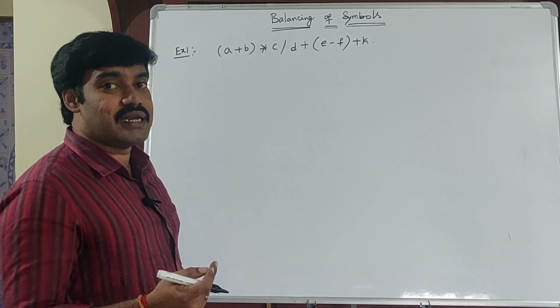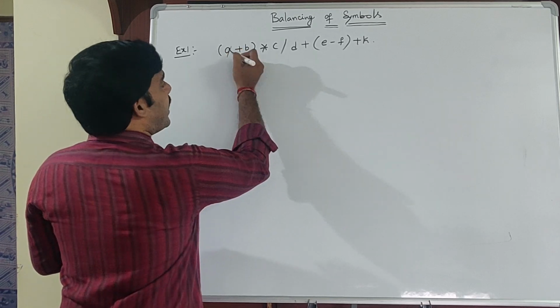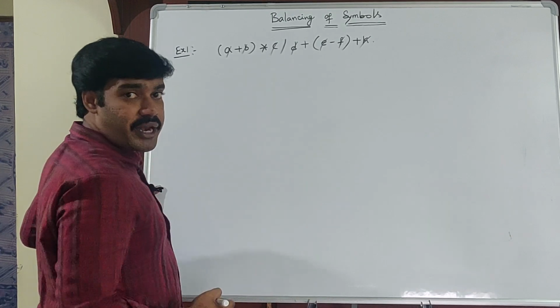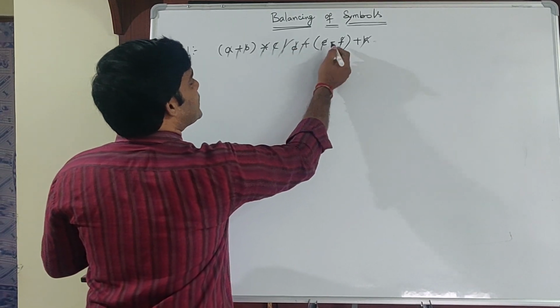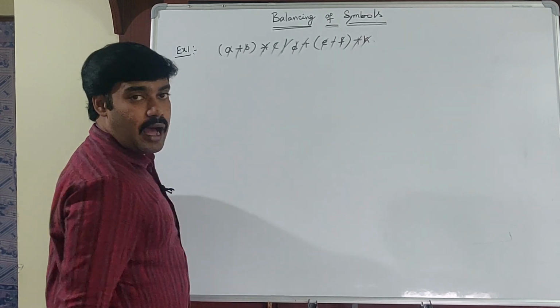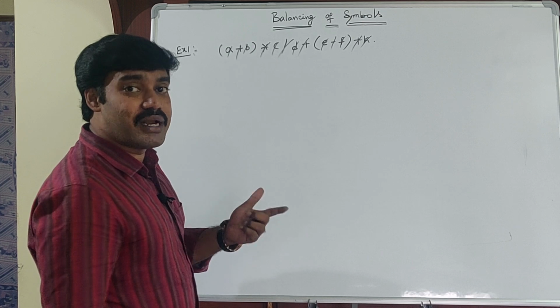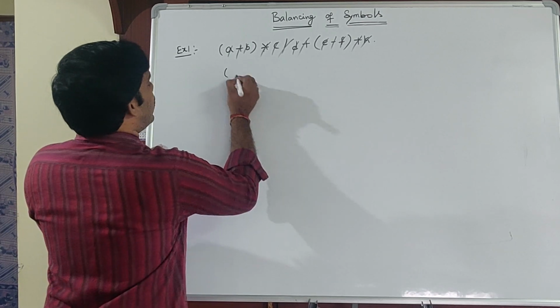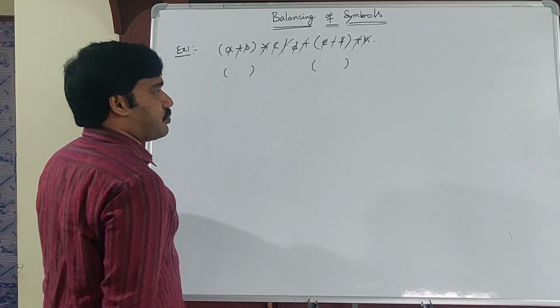Ignore operands and operators. What are the operands and operators in this expression? A, B, C, D, E, F, K are the operands. What are the operators? Plus, star, slash, plus, minus and plus are the operators. That means our main focus is only on symbols, not on the operands, not on the operators. So what are the symbols in this one? Left one, right one, as well as left one, as well as right one.